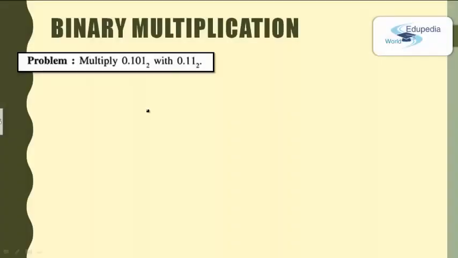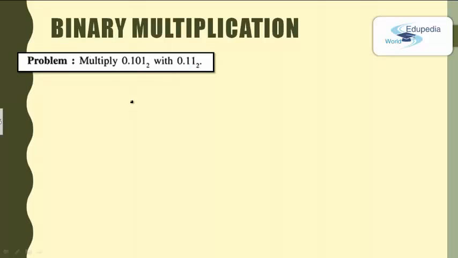Okay, now let's try out another example with binary points. Remember, this dot is called the binary point as it is in a binary number. If it is in a decimal number, we call it the decimal point. Now it says, multiply 0.101 with 0.11. Now let's write down these numbers.